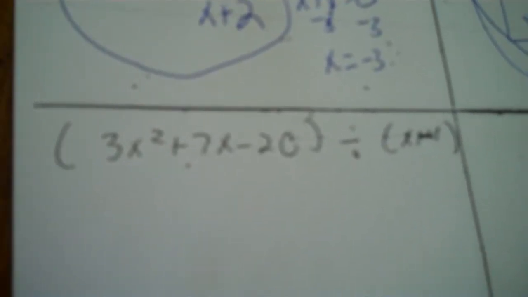Next, we have 3x to the second power plus 7x minus 20 divided by the expression x plus 4. So this is my dividend. The coefficients are 3, 7, -20. Okay? x squared, x, constant. Then I take the divisor, set it equal to 0. And I get -4.